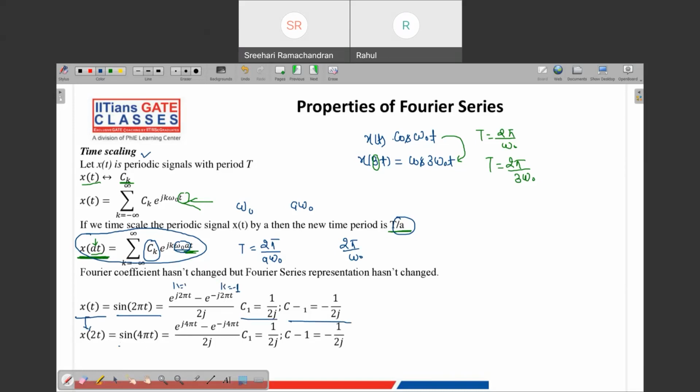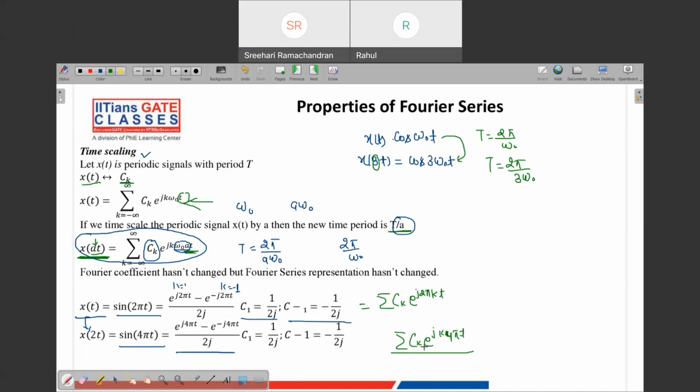So in that case, you will get sine 4 pi t, and again we are going to expand it. Now, when I expand it, I am going to compare it with the summation of c_k e to the power j k 4 pi t. Earlier, for the upper case, I compared it with the summation of c_k e to the power j 2 pi k t, because at that time omega naught was 2 pi. Now in this case omega naught is 4 pi, so I'm going to compare it with this.